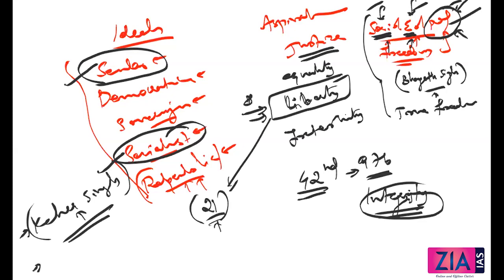Then the question was whether the preamble is part of the constitution or not. In the Berubari Union case, it was held that it is not part of the constitution. Then in the Kesavananda case, it was held that it is a part of the constitution, and just like any other part, it can also be amended.